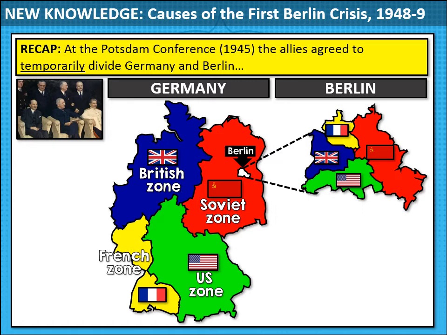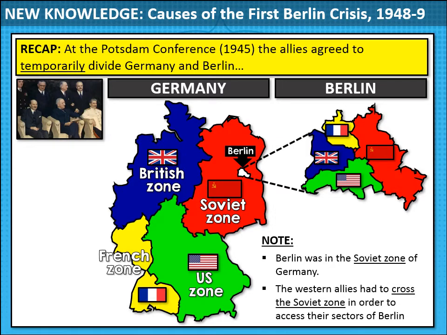Now, there are 2 very important points that I want you to note and remember here. The first one is this. Notice, Berlin was in the Soviet zone of Germany. It was surrounded by Soviet-controlled territory. And that meant that the Western Allies had to cross the Soviet zone in order to access their sectors of Berlin. And that's going to be very, very important for us in this lesson.